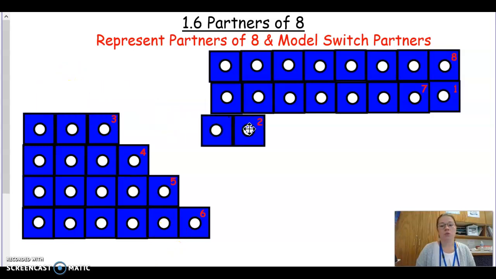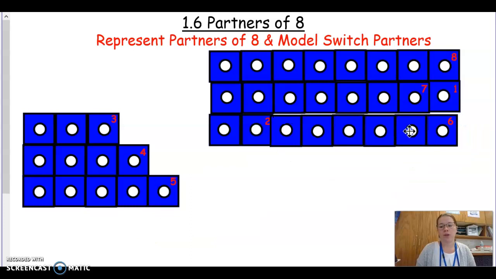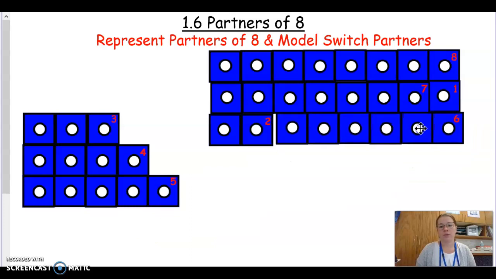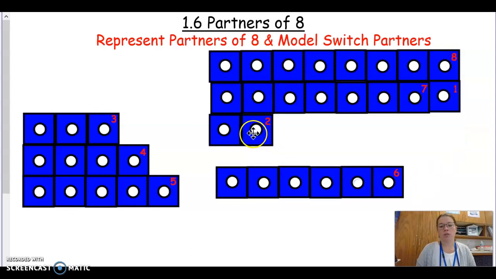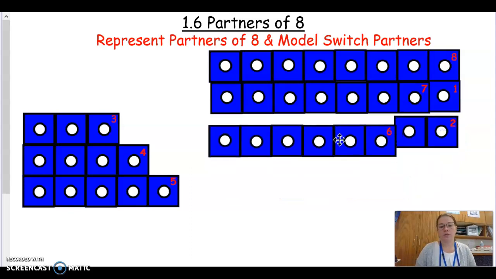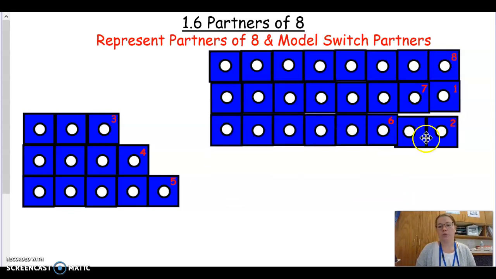Let's use 2 and 6. Well, that also gives us 8. So let's switch those partners, 2 and 6, 6 and 2. I'm already noticing a pattern. I see 8, 7, 6. What might be next?